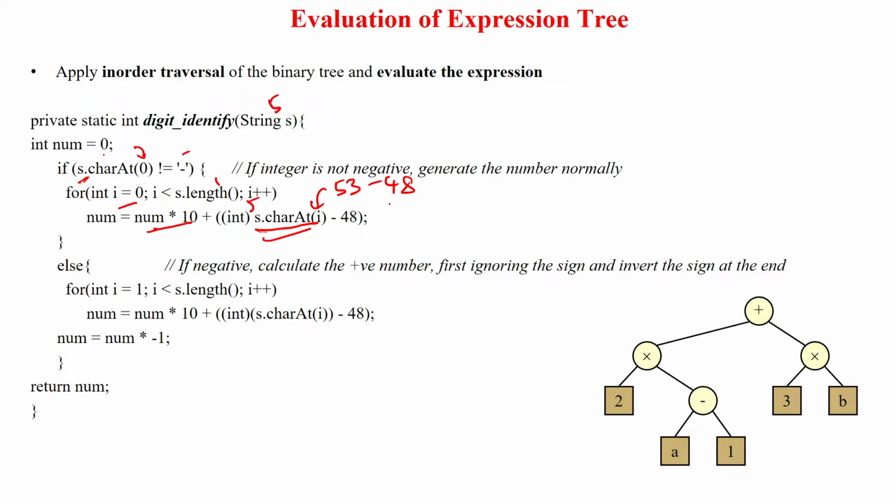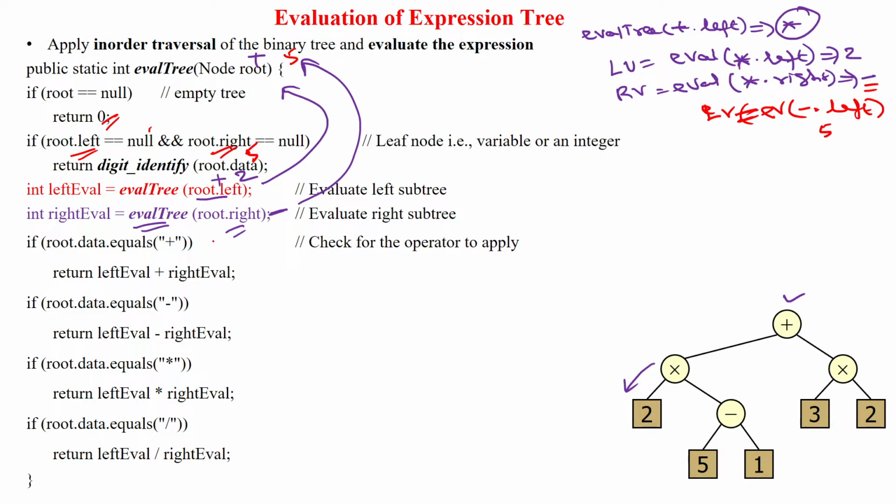So here 0 plus 5, we will get the number 5. Now 5 is passing into the L value. Then the R value we have to calculate. For the evaluation tree we have to calculate minus dot right. What is the minus? Minus is the root node. Here minus dot right is 1.